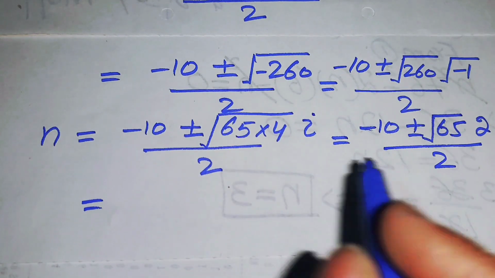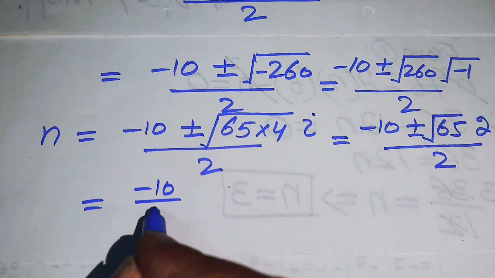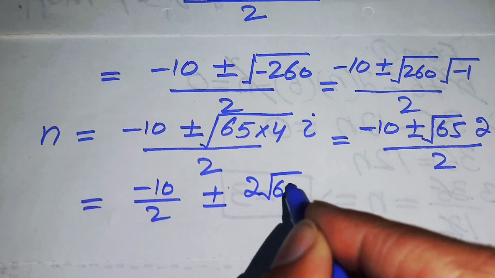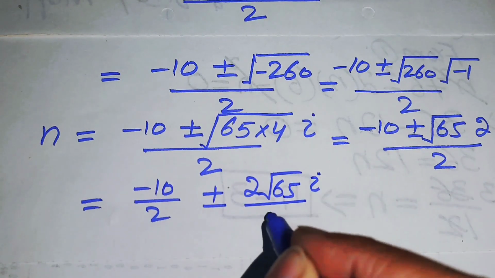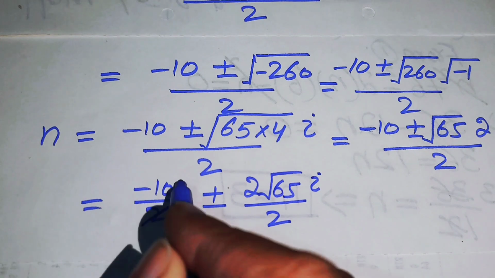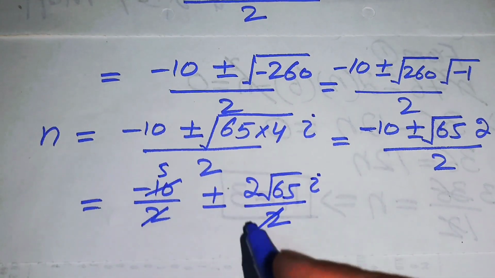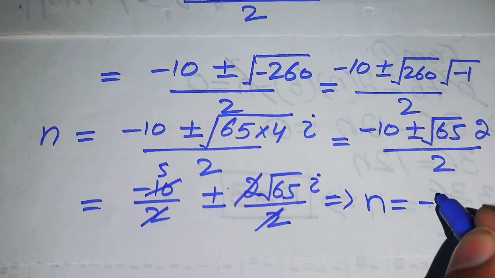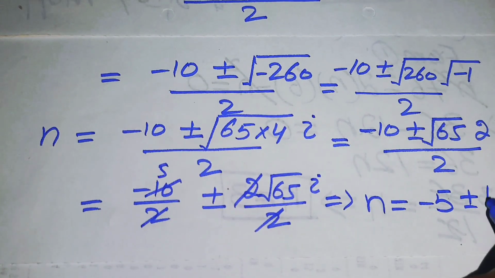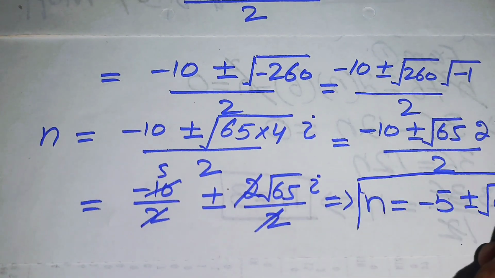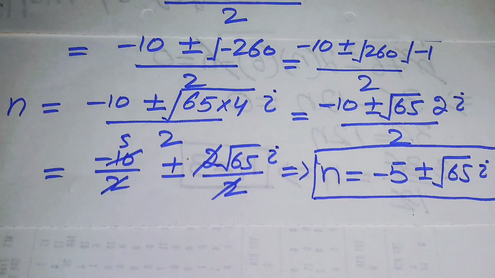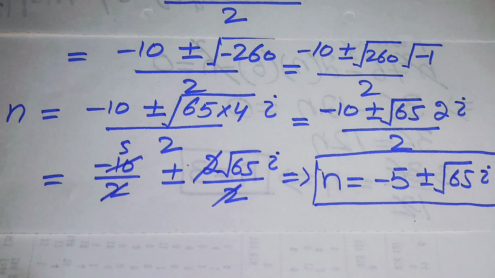So here we separate these two terms, and you obtain minus 10 over 2 plus minus 2 times square root of 65 iota over 2. And here you see that these are gone, and these are also gone, and finally we obtain the value of n is minus 5 plus minus square root of 65 iota. So these are the other two complex roots of the given question, and this is our final answer.